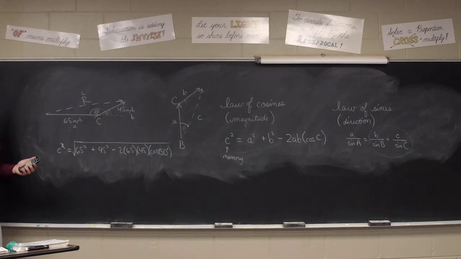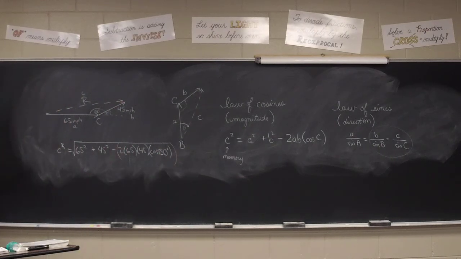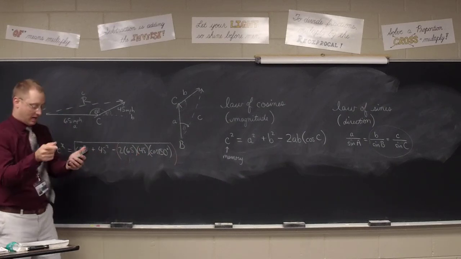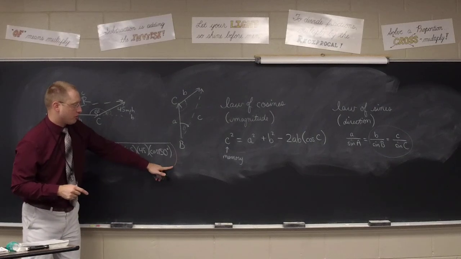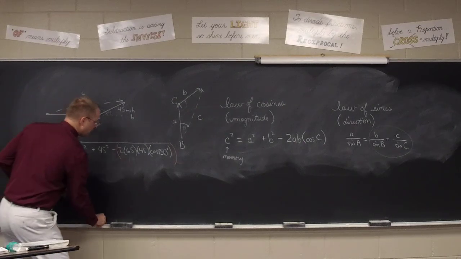You'll still hit, you ready? 65 squared plus 45 squared minus, now hold on, you're going to want to put parentheses around all of that. Minus, and then parenthesis, 2 times 65 times 45 times, hold on, remember you can't type cosine 150. You have to do 150 cosine. Times, we already said 150 cosine. Now close the parentheses and then hit equals.